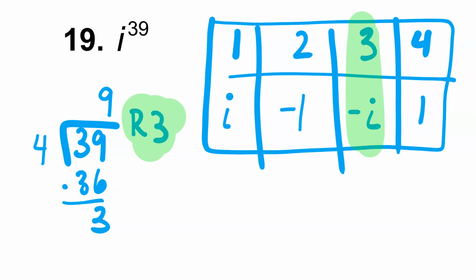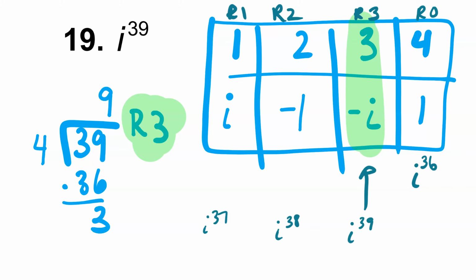Since this is i to the 36th power, because it goes evenly, a remainder of 4 is the same as a remainder of 0. It's like remainder 1, remainder 2, remainder 3, and the last column is when it just goes evenly. So this is i to the 37, i to the 38, i to the 39th, it's right here. i to the 40th would be the last column, so i to the 36th would also be the last column, which is just 1.